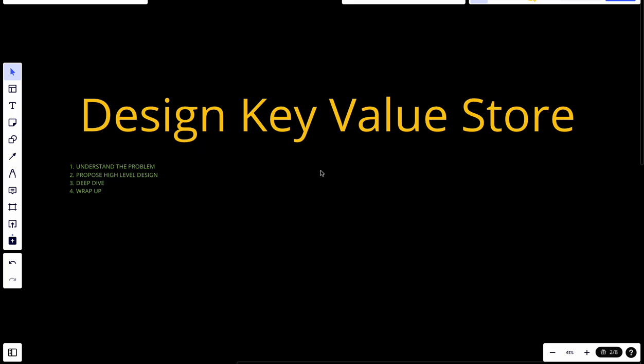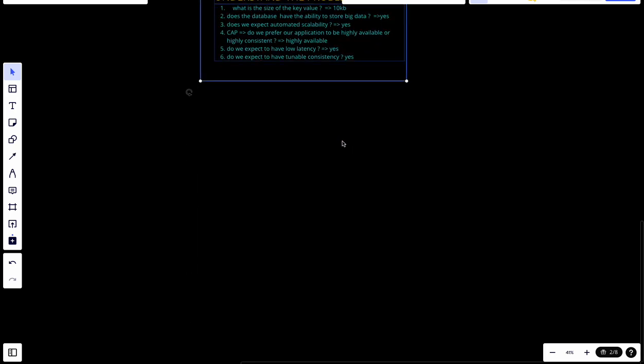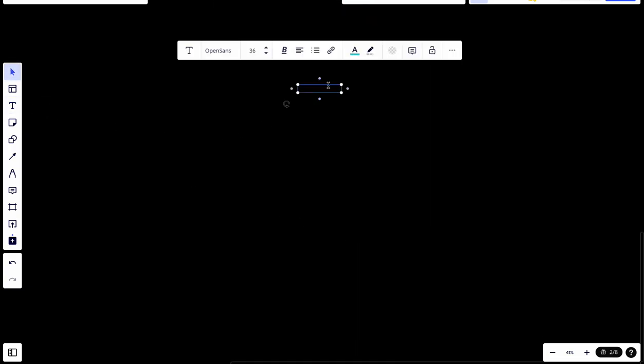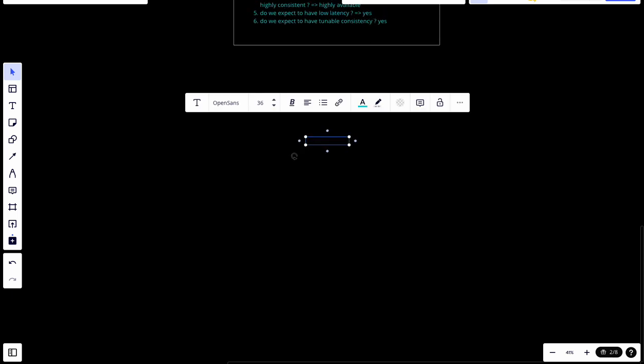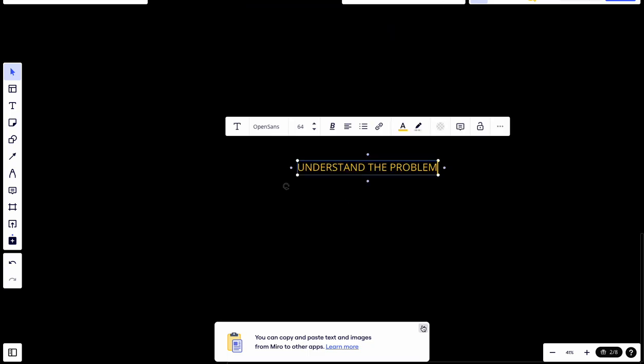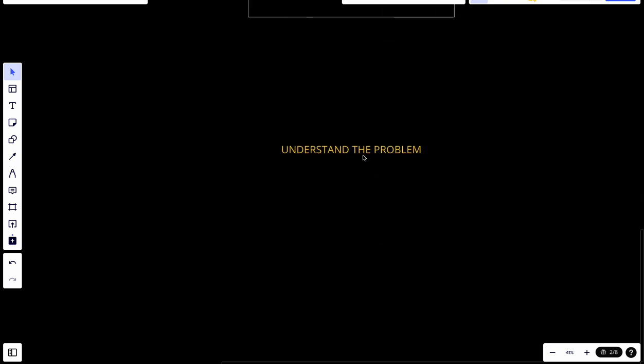We have a series where we solve system design interview questions, which is design a key value store. In the previous video, we talked about how to understand the problem and how to propose a high level design. In today's video, we'll talk about an important topic which we will face in basically every system design interview, which is the CAP theorem. So let's talk about what the CAP theorem is.